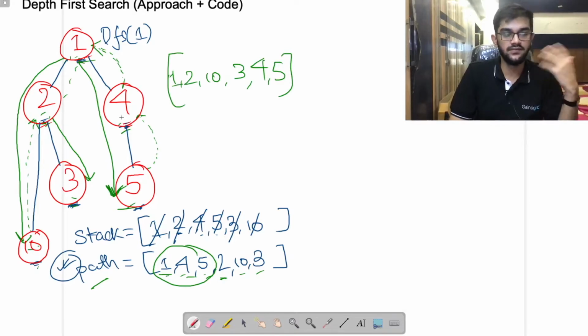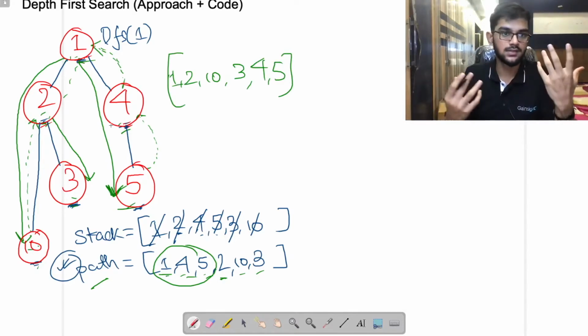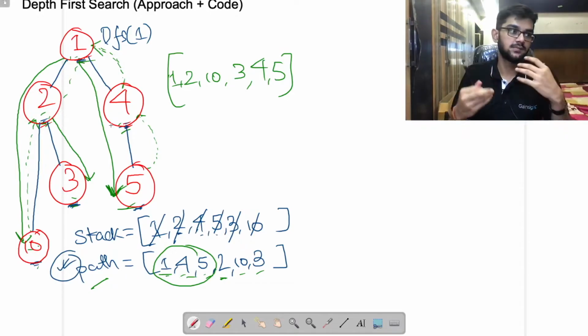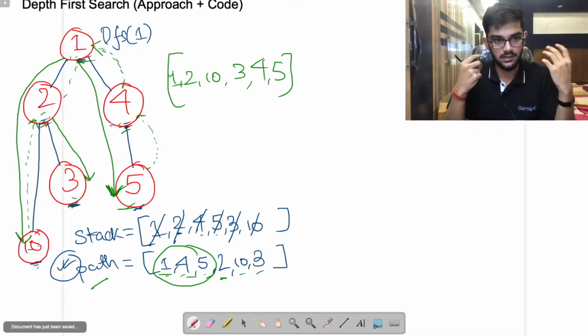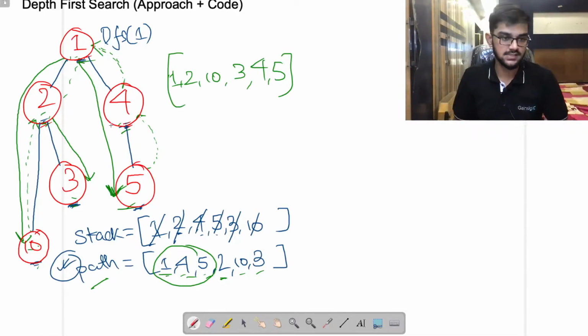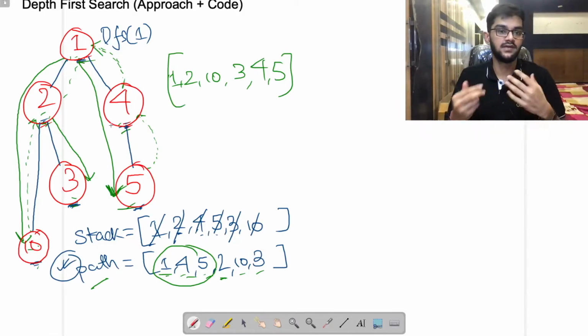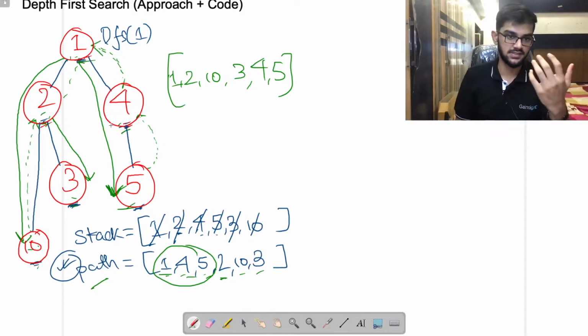Again, there might be various traversals. The larger the graph is, for example, if you have a lot of nodes and a lot of edges, then we can have a greater number of DFS traversals of a particular graph representation, right?